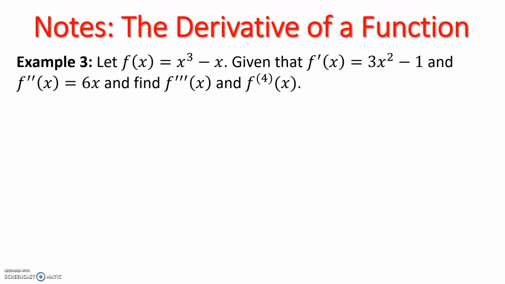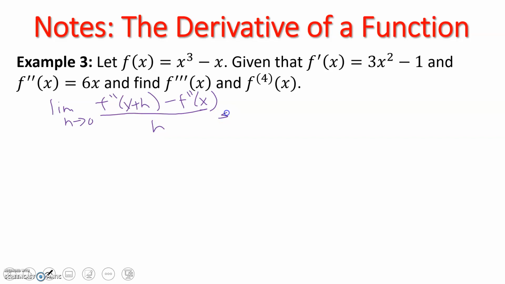All right, this is our last example. So given the same function, f of x equals x cubed minus x, given the first derivative and the second, find the third and the fourth. Okay. So let's start with the third. So the limit as h approaches 0. We want to find the third, so we're going to use the second derivative: f double prime of x plus h minus f double prime of x over h. And this is going to give us our third derivative.